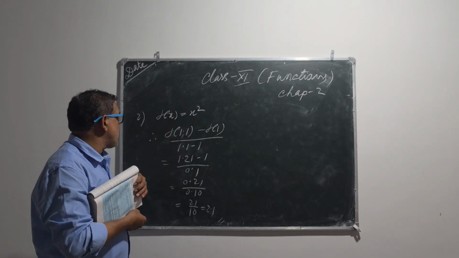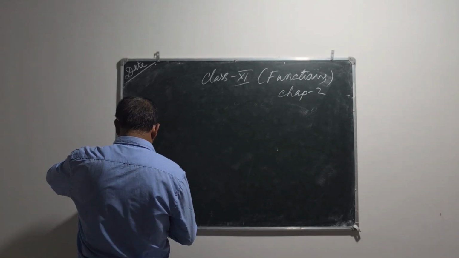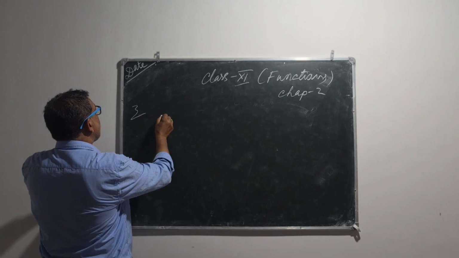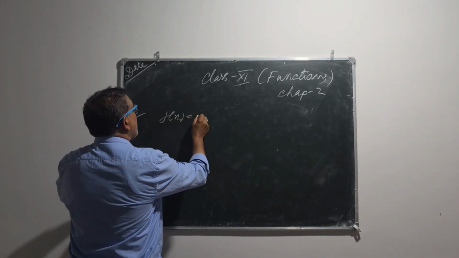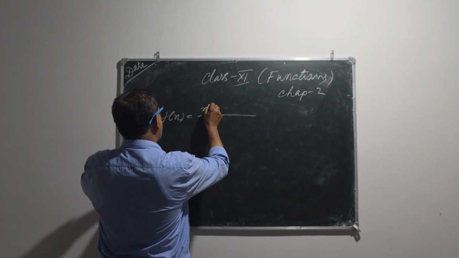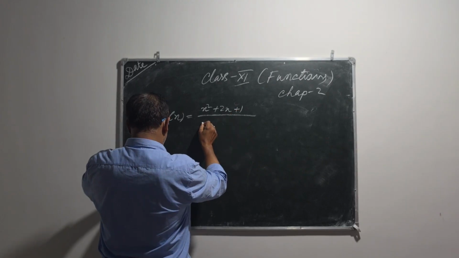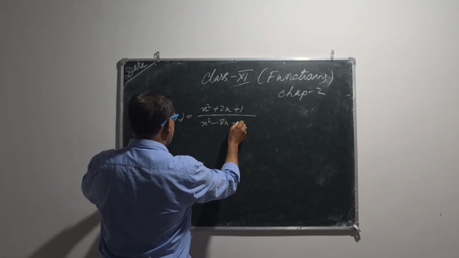So let us see the next question, number 3 now. Find the domain of the function f of x equal to this one. So if we want to find the domain, here we have f of x given as x square plus twice x plus 1 divided by x square minus 8x plus 12.